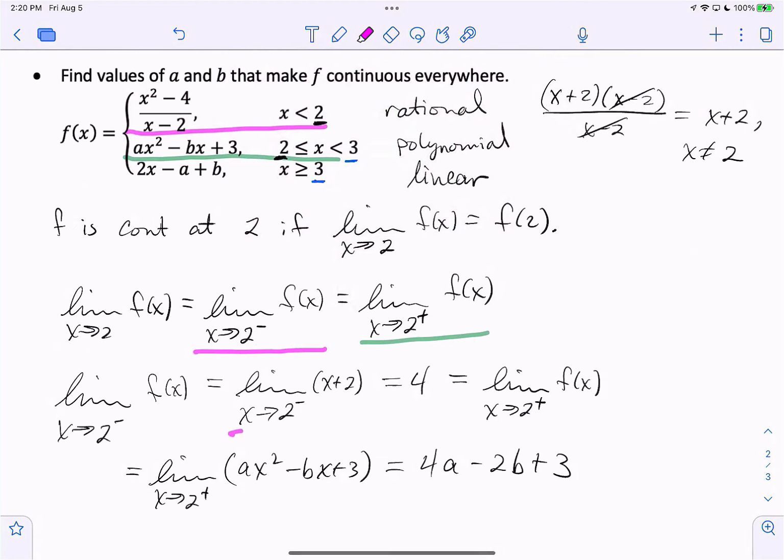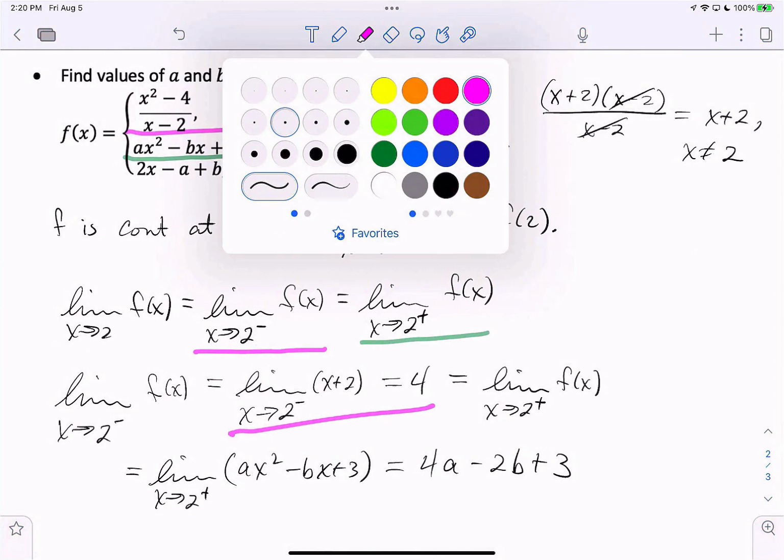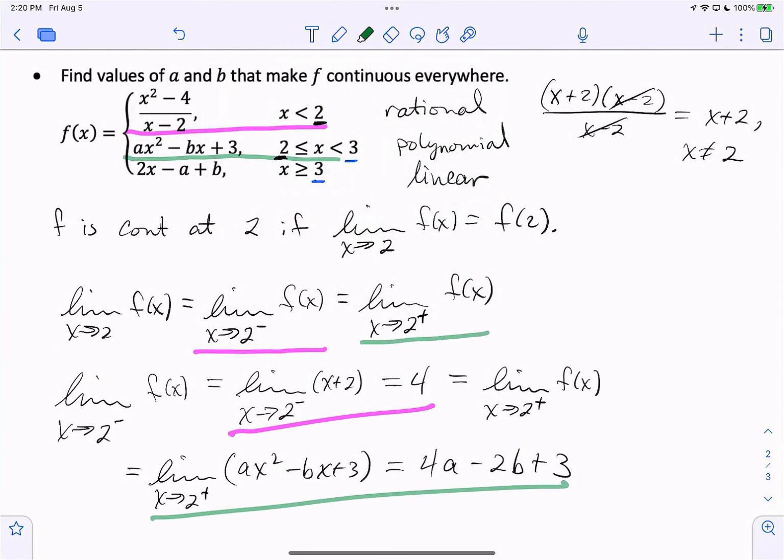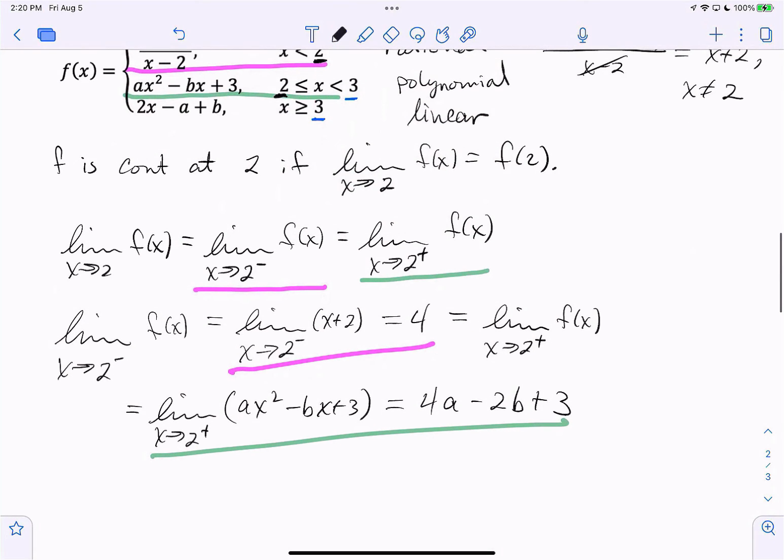So we have the limit from the left is 4. The limit from the right is 4a minus 2b plus 3. So we know that 4a minus 2b plus 3 must equal 4. Cool, that gives us one equation. We need two equations because we have two unknowns, a and b.